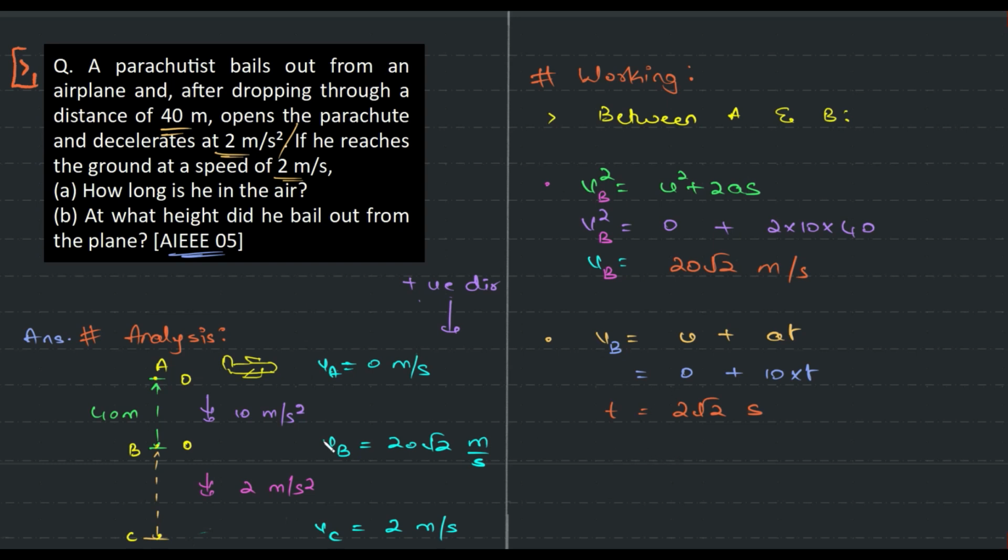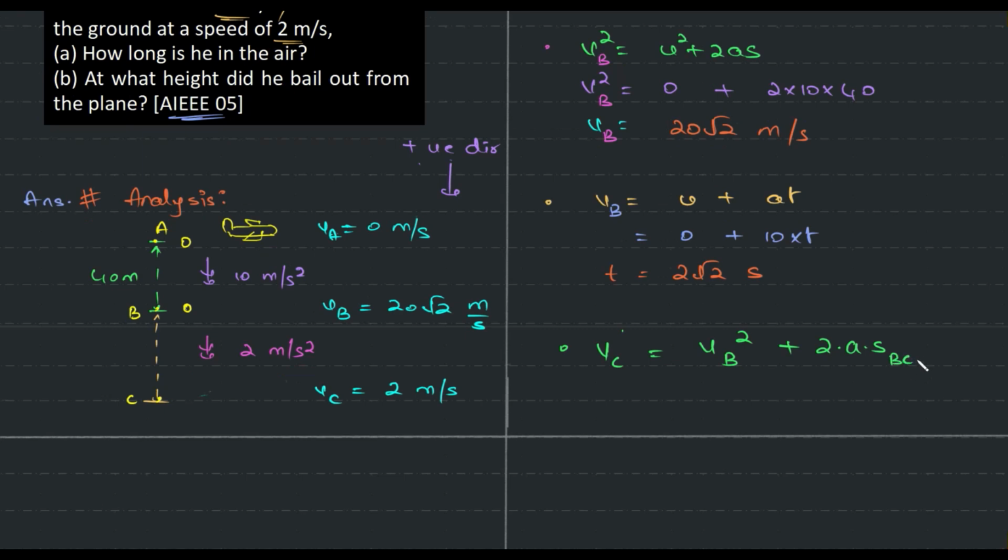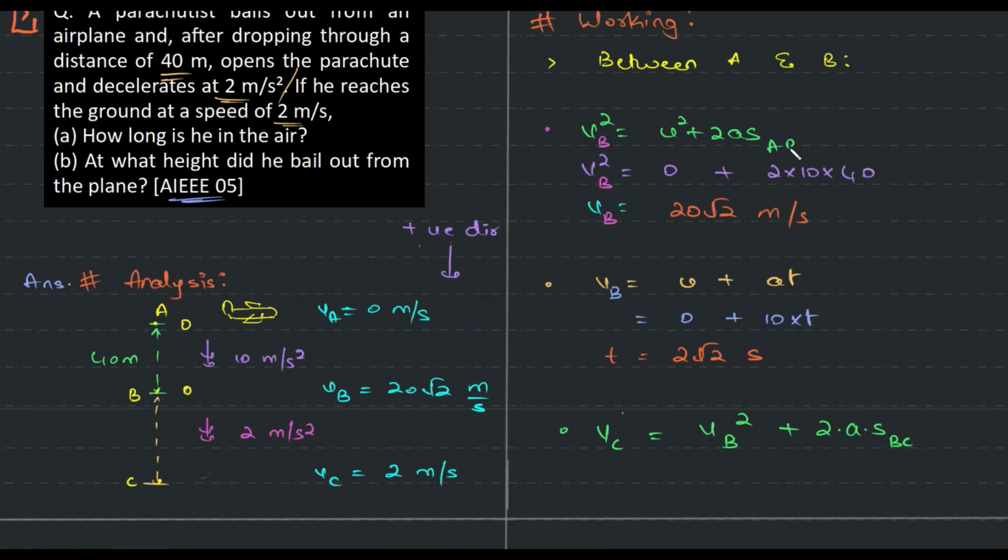Okay, so we have the person here at 2 root 2 seconds, and what else? At which height did he bail out from? Okay, that's 40. So we know the velocity over here, we know the deceleration, so we can figure out the time. So we know VC, the final velocity. We know the initial velocity. And we can figure out the distance traveled between BC. This is AB.